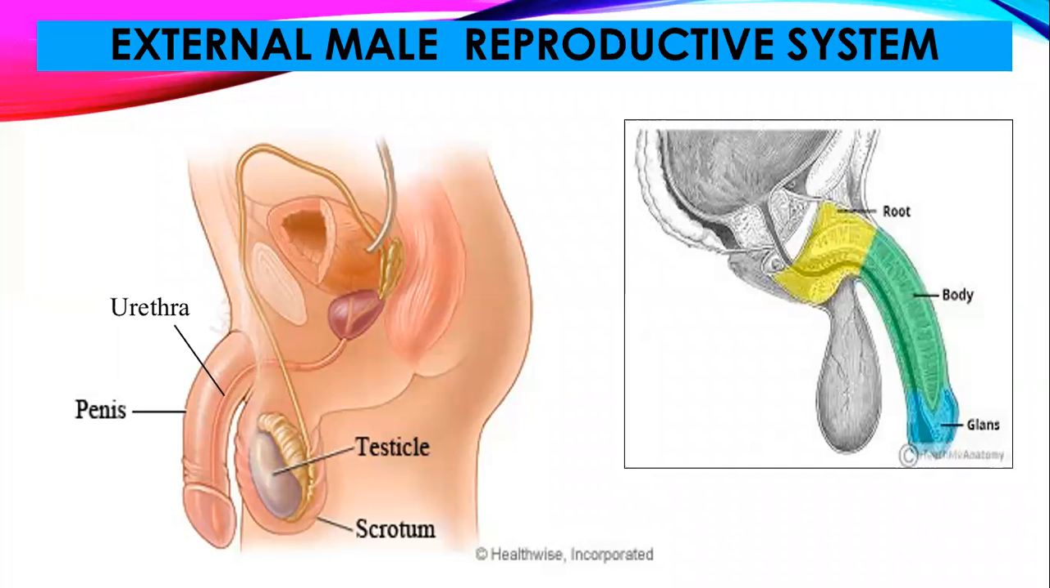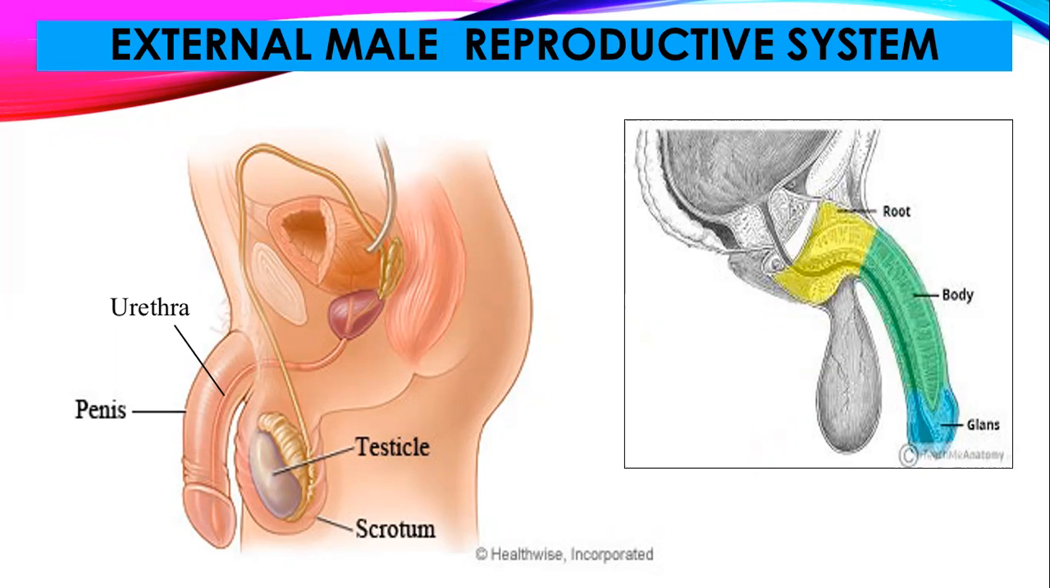The male reproductive system is composed of external organs and internal organs. The external organs include the penis, the scrotum, and the testicles. The penis has three parts: the root, which attaches to the wall of the abdomen, the body or shaft, and the glans, which is the cone-shaped part at the end of the penis.